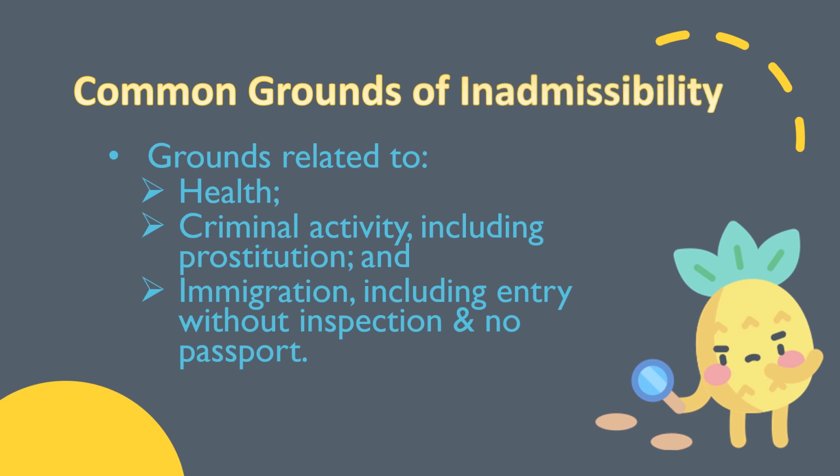Grounds of inadmissibility that commonly apply to T visa applicants are health-related grounds under INA Section 212(a)(1), criminal-related grounds, including prostitution, under 212(a)(2), and immigration-related grounds under 212(a)(6), (a)(7), and (a)(9), including entry without inspection and no passport.